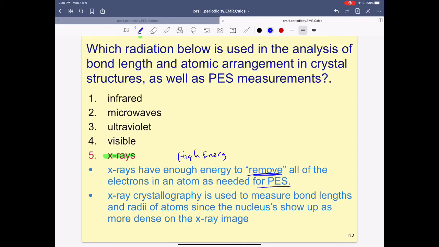X-rays are also used to measure bond lengths because just like your bones, the nuclei of atoms show up as more dense on an X-ray image, and we can tell how far apart nuclei are of adjoining nearby atoms, and we were able to tell bond length as well as arrangement.